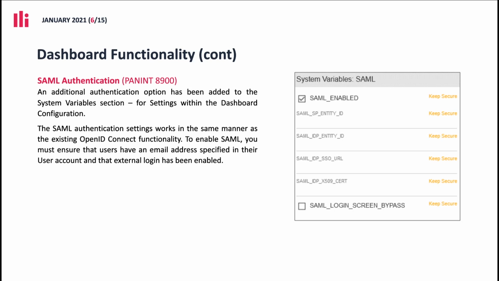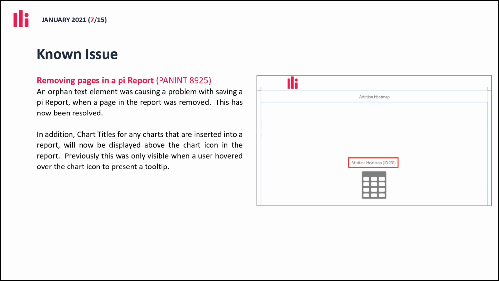An orphan text element was causing a problem with saving a pie report when a page in the report was removed. This is no longer an issue. In addition to this, chart titles for any charts that are inserted into a report will now be displayed above the chart icon. This is a change to the previous behaviour, when the chart title was only visible when users hovered over the chart icon on a report page.